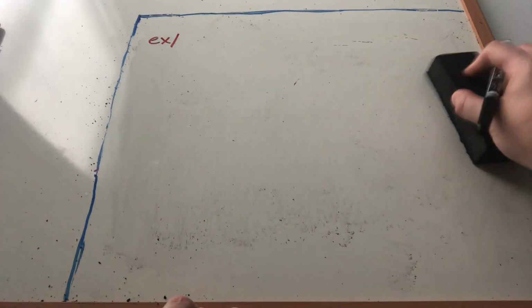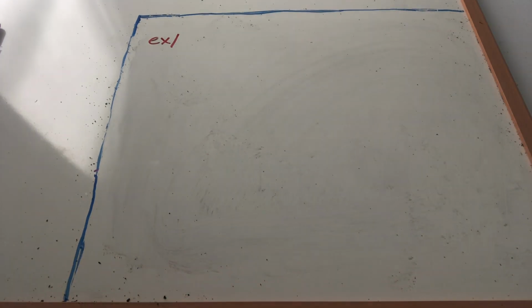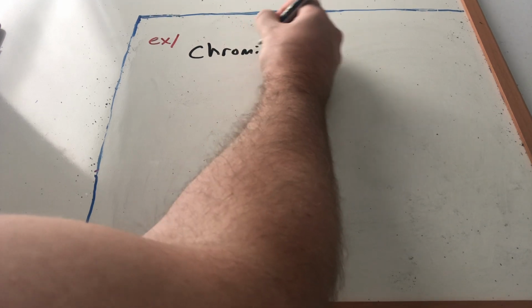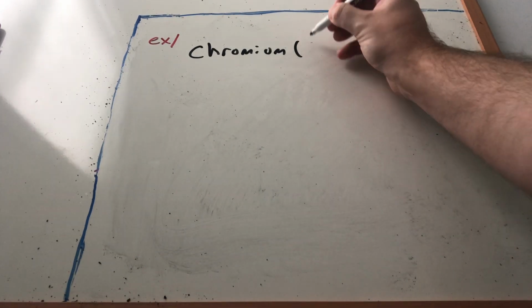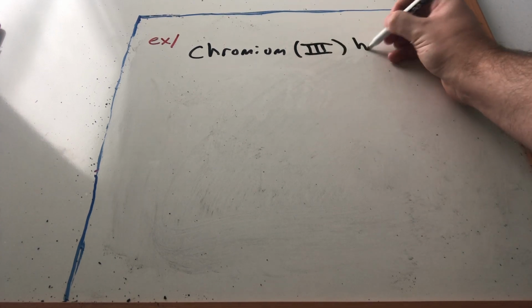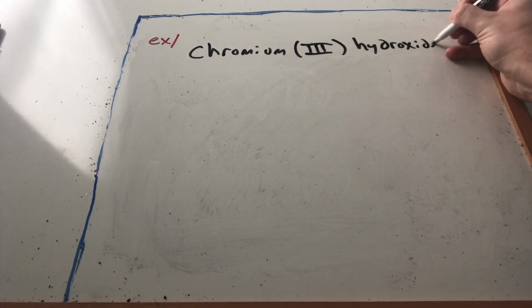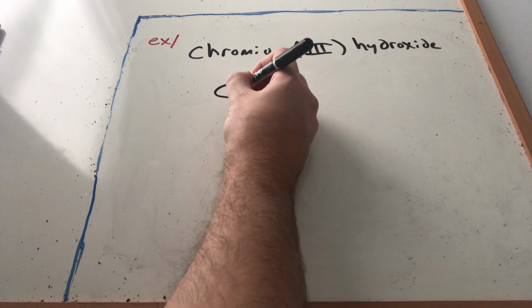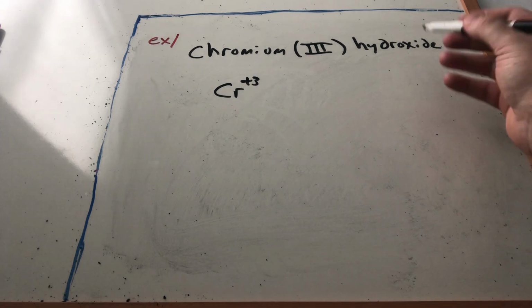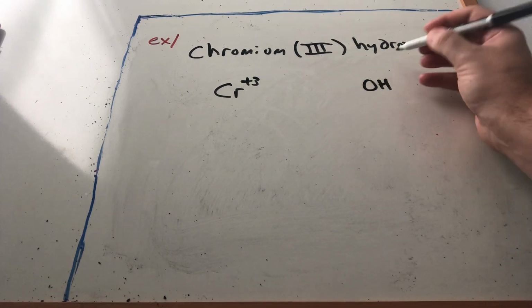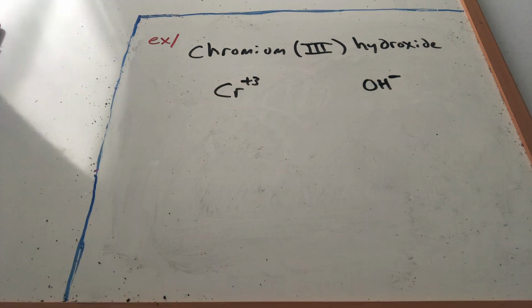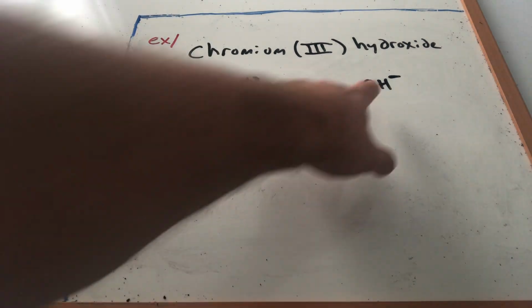Let's go in the opposite direction. Let's do chromium 3 hydroxide. All right, chromium 3 hydroxide. So chromium 3, that must be a transition metal because I'm giving the charge in the name. So I'm going to write this as Cr plus 3. Hydroxide is something we'll memorize as OH minus, right? Now, OH minus, how many of these do I need to balance out the charge there? Well, this is plus 3, this is -1, so I need 3 of these.